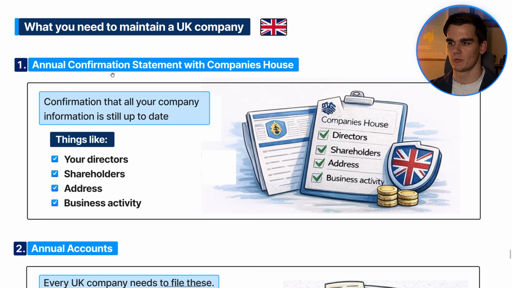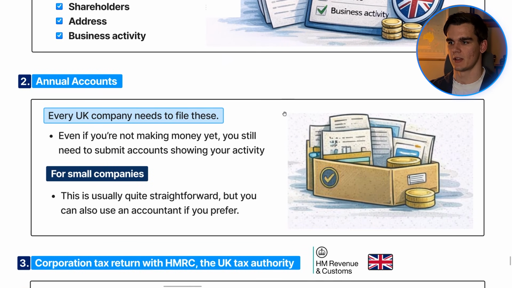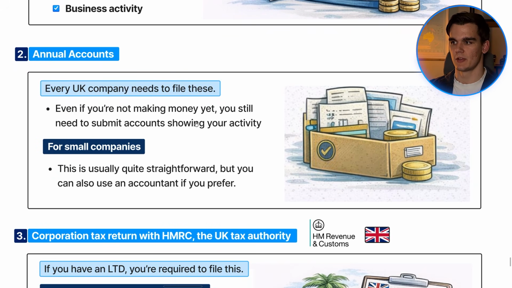Now lastly, let's go over a few ongoing requirements you need to stay on top of. First, you have the annual confirmation statement with Companies House. This is basically a confirmation that all your company information is still up to date. Things like your directors, shareholders, the address, and the business activity. It's very simple, and in most cases, your formation agent can handle this for you. Second, you have the annual accounts. Every UK company needs to file these. Even if you're not making money yet, you still need to submit accounts showing your activity. For small companies, this is usually quite straightforward, but you can also use an accountant if you prefer.